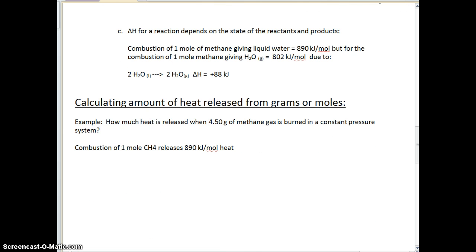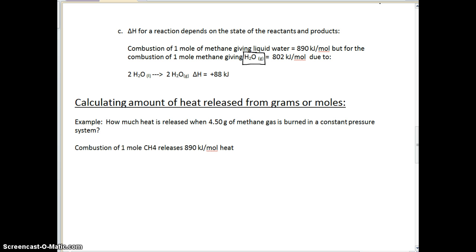Okay, the next thing we could talk about is that delta H for the reaction depends on the state of the reactants and the products. If we combust a mole of methane and it gives us liquid water, 890 kilojoules are going to be given off. But if we combust the same mole of methane and it gives us a gaseous form of water, we're only going to get 802 kilojoules.